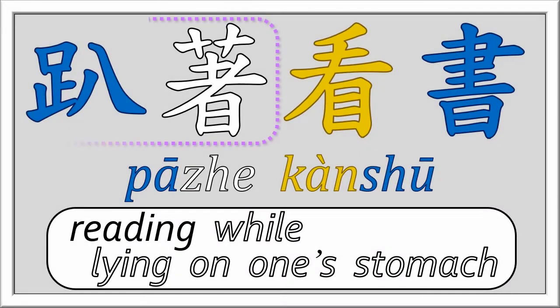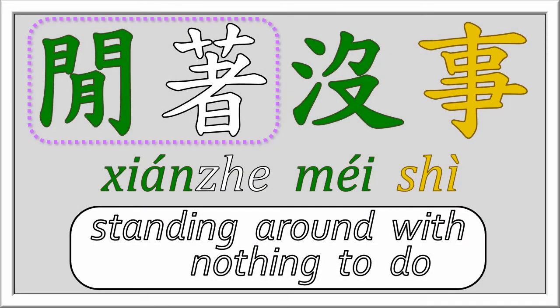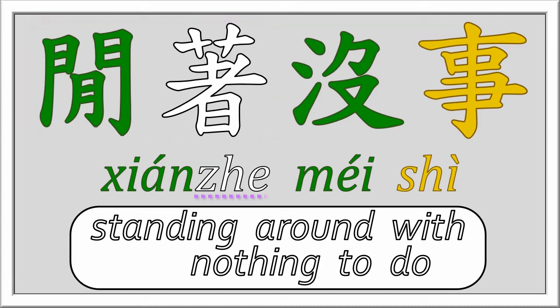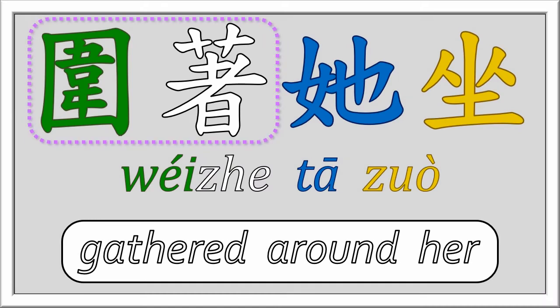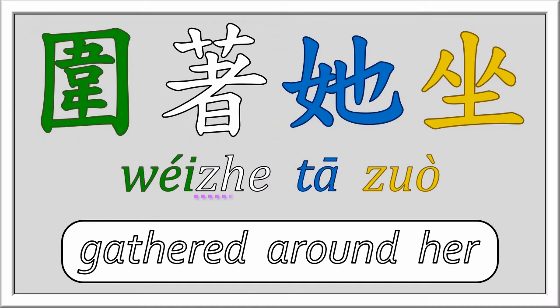This form derives from the idea of burning brightly, meaning it's being emphasized, somewhat like the effect of the ing verb ending in English. For example, 趴着看书, reading while lying on one's stomach. 闲着没事, standing, sitting, or lying around, doing nothing in particular. 围着她坐, gathered around her. Literally, encircling her and sitting.